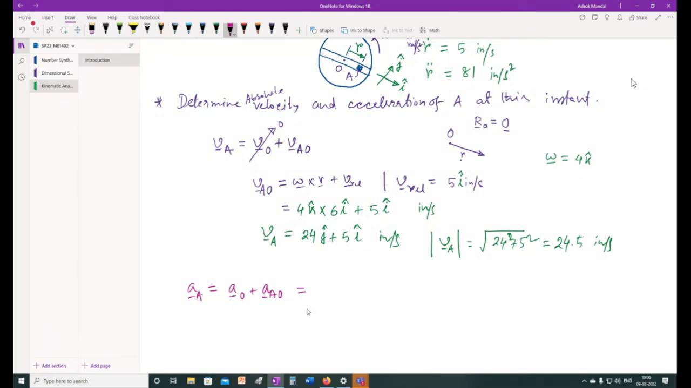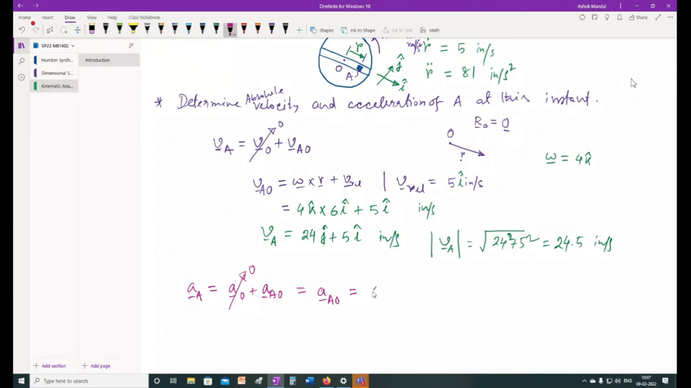What is the acceleration of point O? It is 0. So we just write this equals to 0. The only term we have is the acceleration of A with respect to O. It generally has 4 terms. Let us write all the 4 terms. What are the four terms? Can somebody tell me? What is the first term?